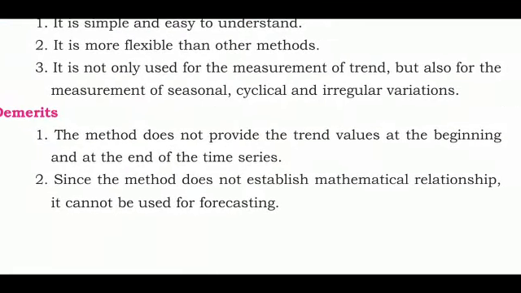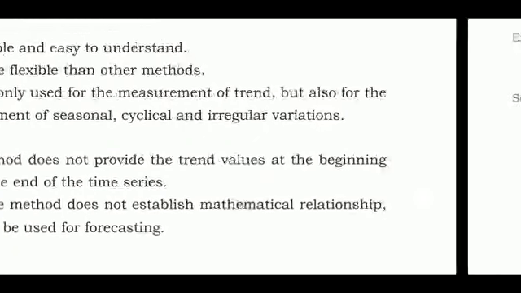The demerits: the method does not provide the trend values at the beginning and the end of the time series. Because you are grouping in terms of 3, 4 and 5 years, the starting value is being neglected. And the second demerit is, since the method does not establish a mathematical relationship, it cannot be used for forecasting. Only grouping is done. Proper mathematical calculation is not applied, so the values cannot be accurate, hence you cannot use it to forecast the future trend. So these are the merits and demerits.